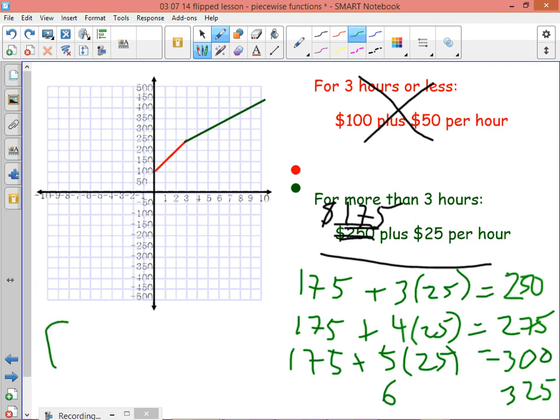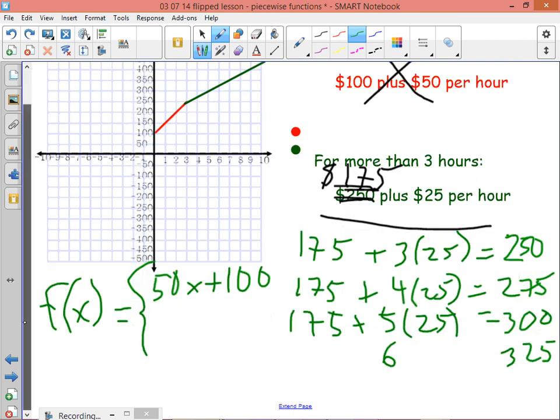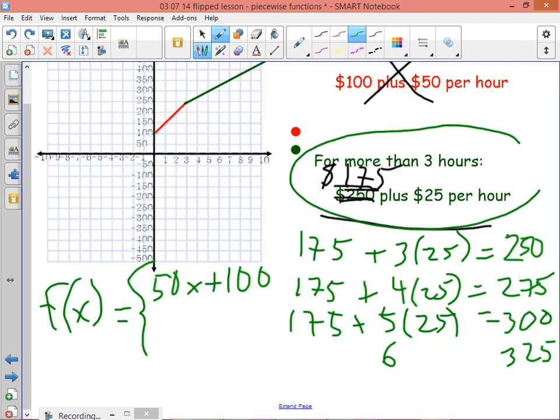To describe this function, I'm going to say f of x is equal to, and it's going to be two functions. This first one here in red is the function 50x, so $50 per hour, plus my y-intercept, which is 100. So 50x plus 100. The second one, notice they give me everything I need right here. My slope is $25 per hour. My y-intercept is what I start with, 175. So it's going to be 25x plus 175.